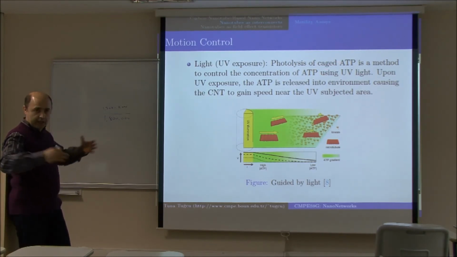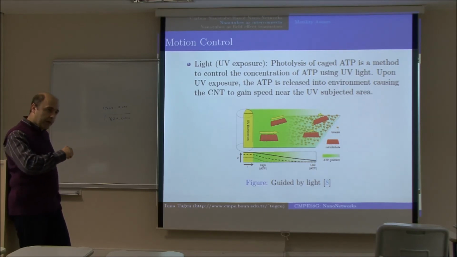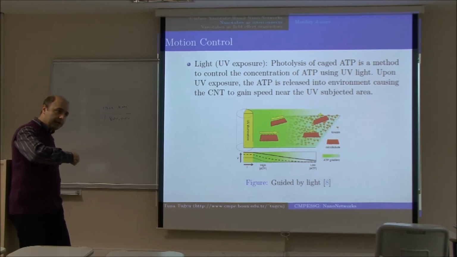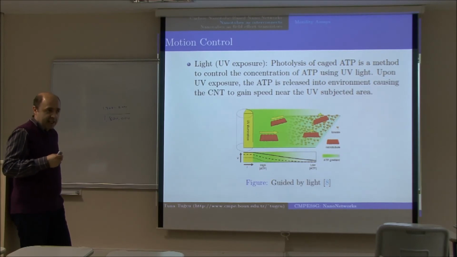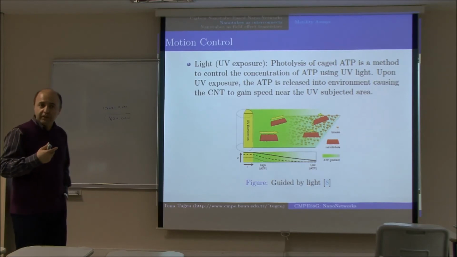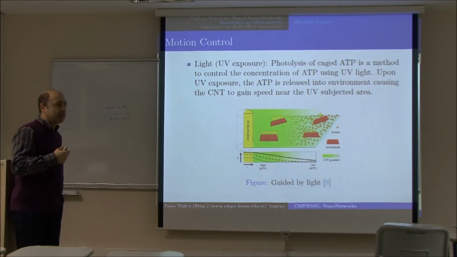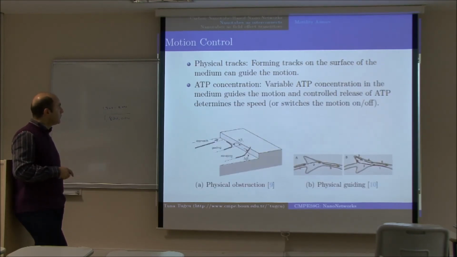You first have this caged ATP all over the surface, then by exposing a path to ultraviolet light, you uncage the ATP there. So the caged ATP is not active, so it cannot help in this hydrolysis, in the molecular motor movement. But the uncaged ATP now helps in this movement. So again, the microtubule follows the path you're marking with the light. That could be another way of controlling the motion.